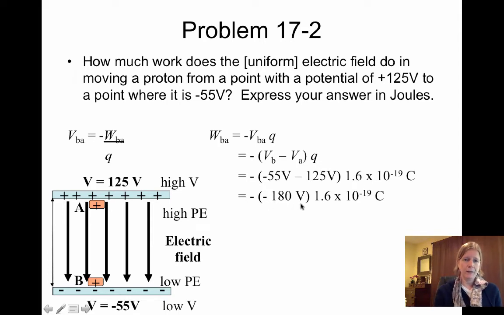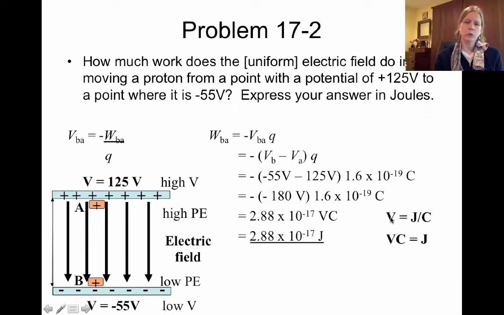We still carry down that negative sign from the equation. We have our charge on the proton. We run all that through a calculator, and we get about 2.88 times 10 to the minus 17 volt times a coulomb. So that's looking pretty good, but a volt times a coulomb isn't a unit of work that I'm familiar with. But if we consider what we just said, a unit of volt is a joule per coulomb, then we can rearrange that, and a joule is a volt times a coulomb, so we replace that. And we get the work to go from A to B is 2.88 times 10 to the minus 17 joules.